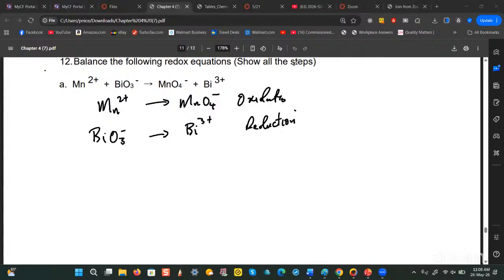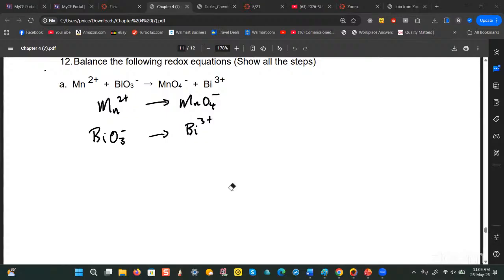Balance all atoms excepting oxygen and hydrogen, right? Now, in this case, we don't need to do anything because they're all balanced, but you need to take that step into account because you may need to balance like we did in the previous example, right? Okay, so after that step, what will be the next step? What you said, we balance the oxygen. How do we go about balancing the oxygen? Let me just erase this here. You add water, right, to balance the oxygen.